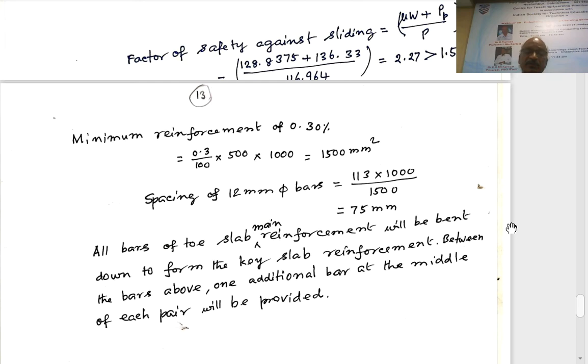All the bars of the toe slab main reinforcement will be bent down to form the key slab reinforcement, plus you have to provide one additional bar in the middle. Because we have provided more thickness, 300 is enough, minimum 300. So we get more reinforcement than necessary. We have provided more depth and more thickness, so it is a little over only, right? So this we can reduce. Only nominal thickness and nominal reinforcement will generally be required.